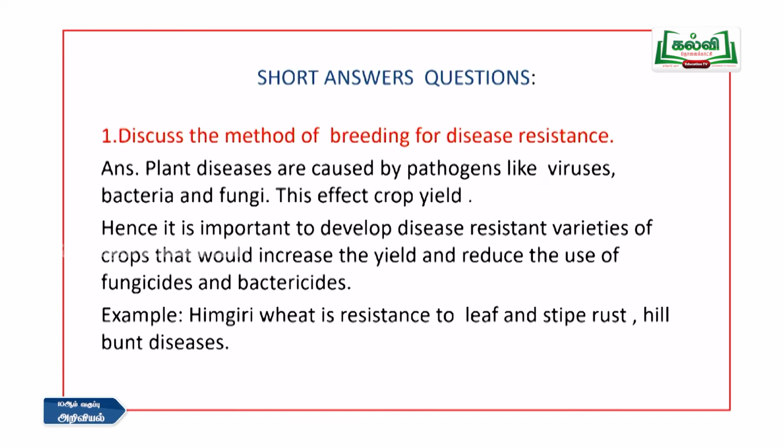Now we are going for short answer questions. Question number 1. Discuss the method of breeding for disease resistance. You want to write the answer. Plant diseases are caused by pathogens like viruses, bacteria and fungi. This affects crop yield. Hence, it is important to develop disease resistant varieties of crops that would increase the yield and reduce the use of fungicides and bactericides. Example: Himgiri wheat is resistant to leaf and stripe rust, hill bunt diseases.